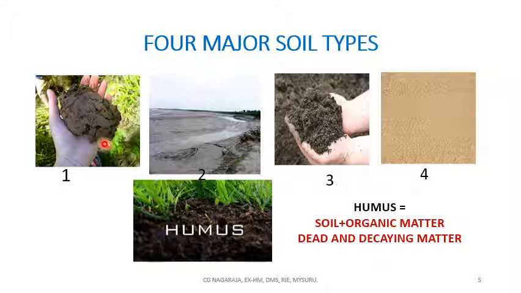Now again I have shown you the clay. It looks almost like an elastic material. It is very fine particle. Now the second one shows the silt. When the water comes, it carries fine sand, maybe some clay, and it will deposit on the banks, and that is called silt. Silt contains very rich nutrients for the plants to grow.